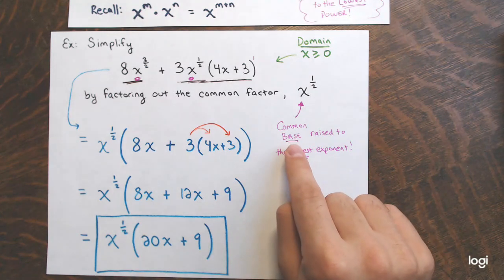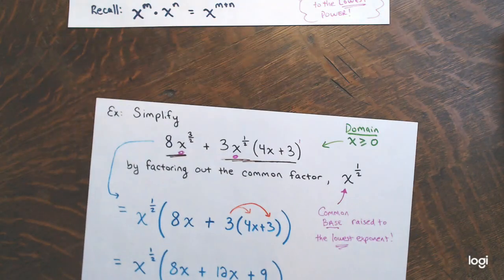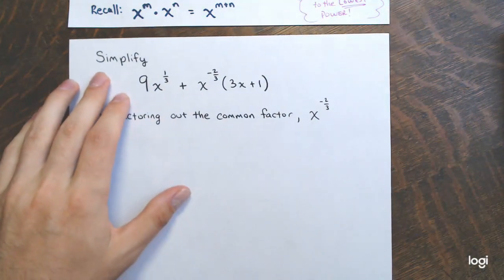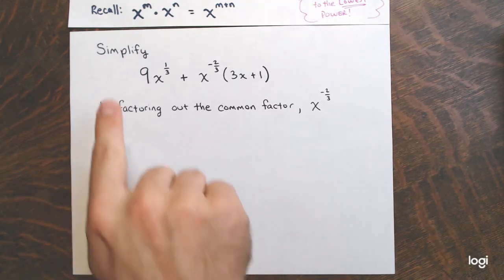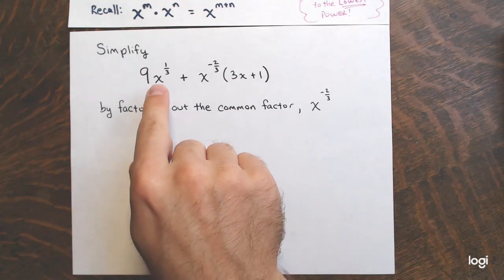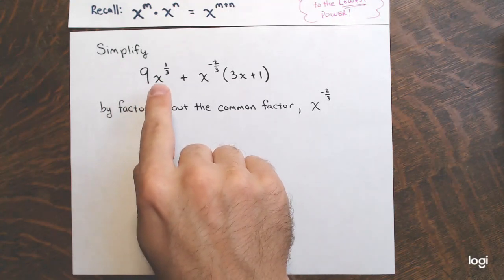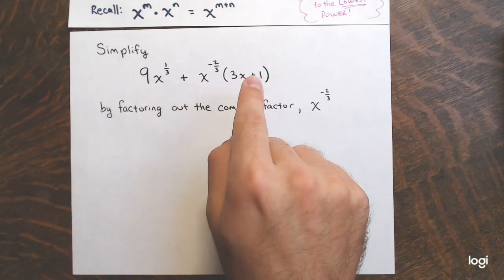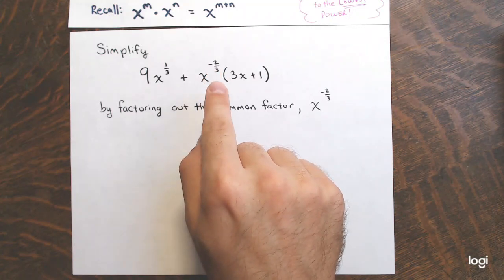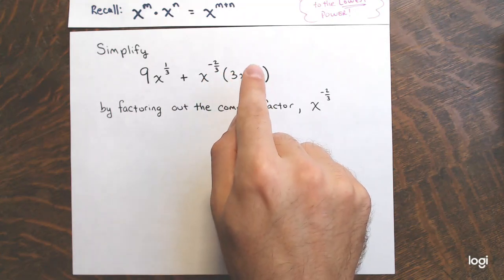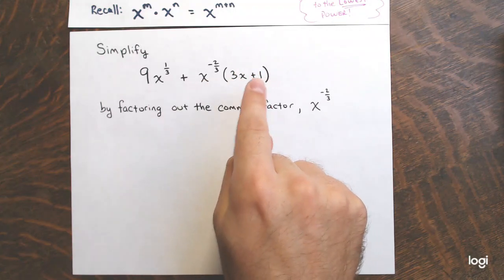I'm going to factor out that common base raised to the lowest exponent, and see what we get. So, same type of example here. I have to simplify 9 times x to the 1/3 power. That's one term, one product, plus, and then here comes another term, x to the negative 2/3 power, another x to a fraction, times, and then again, this is in parentheses, so that's all considered one factor of this product.